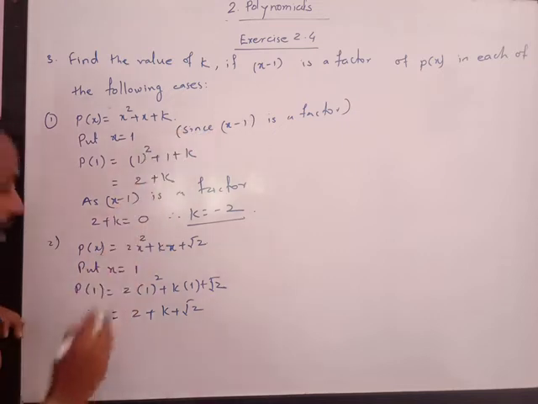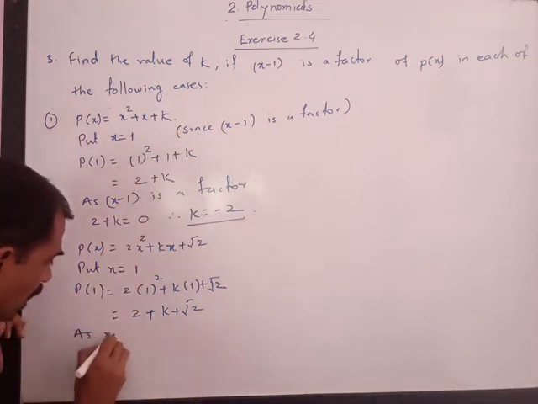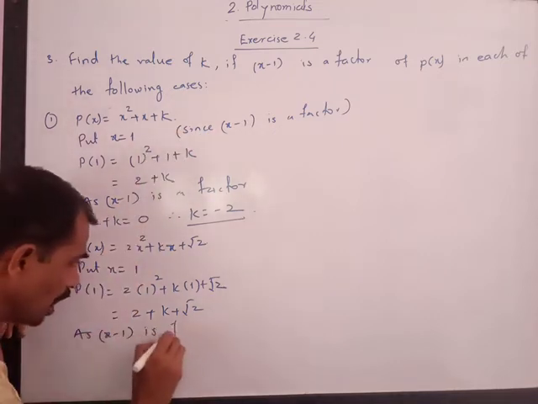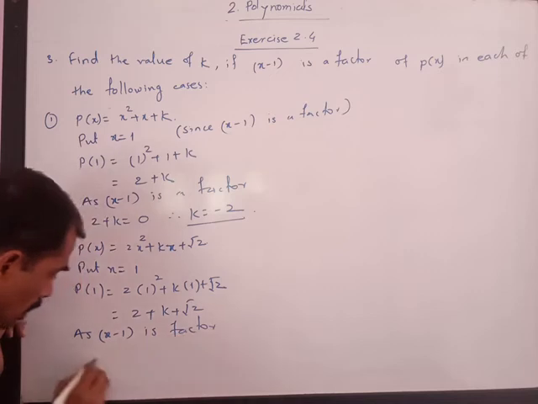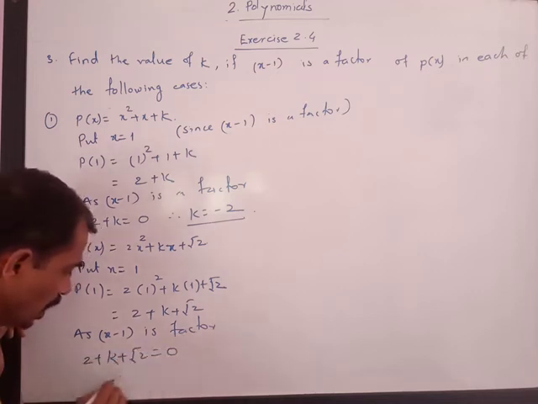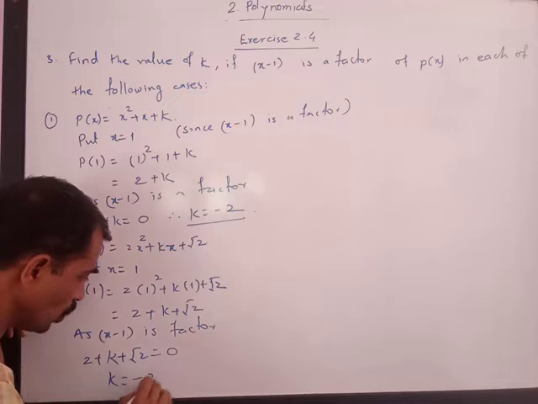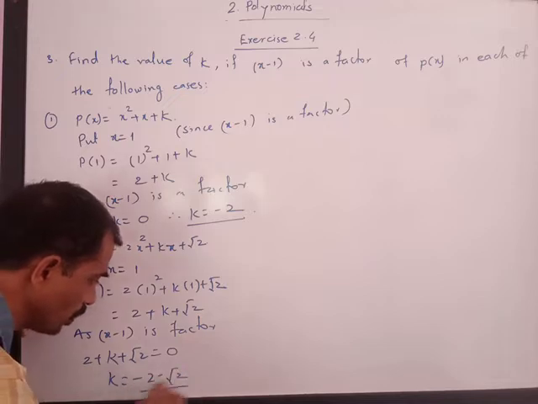As x minus 1 is a factor, this value must be 0. 2 plus k plus root 2 must be equal to 0. It means k is equal to minus 2 minus root 2.